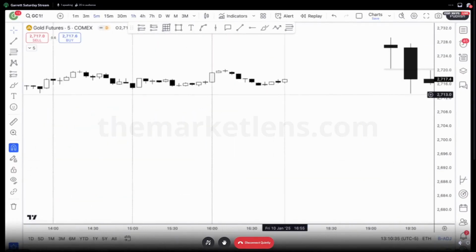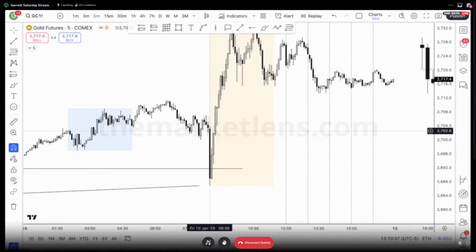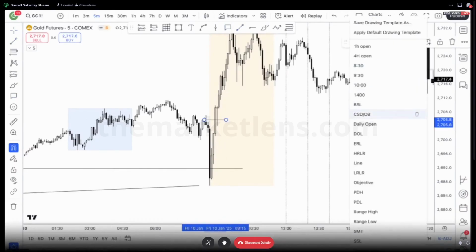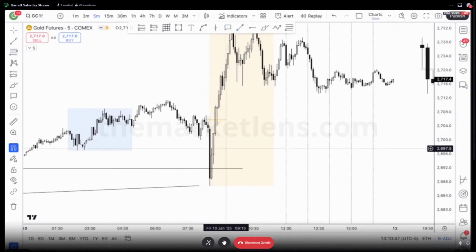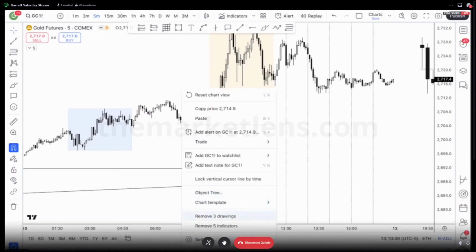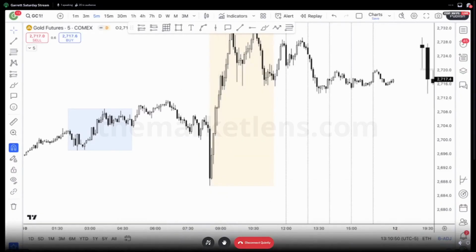So if you look on the 5-minute here, you have 8:30, make an opposing run to our draw, right? And then we just get that confirmation right there. Right, so you're pairing a manipulation with a driver, which is higher probability.